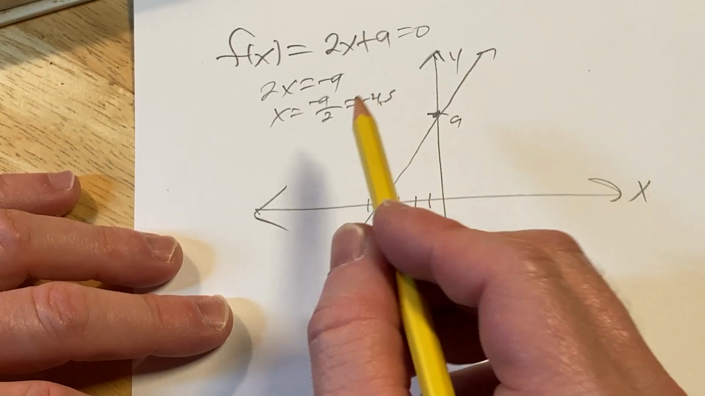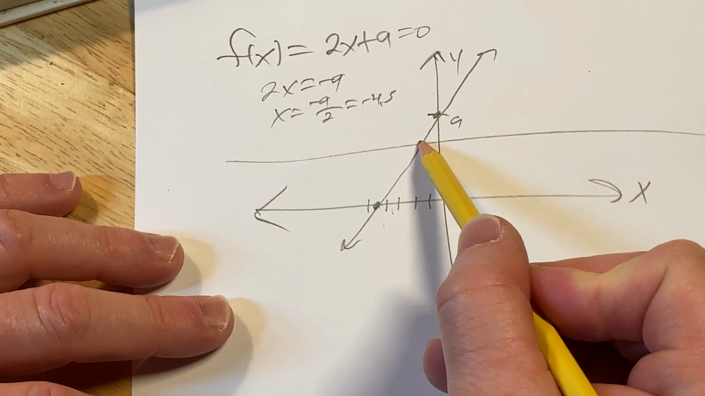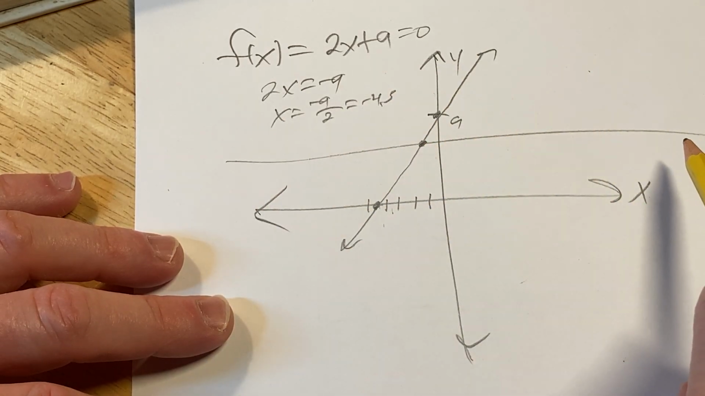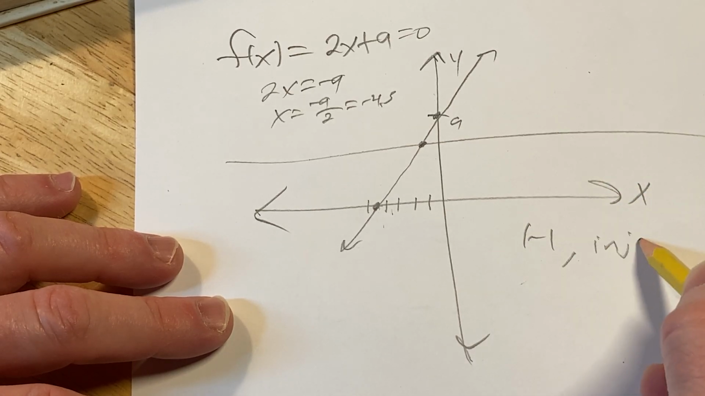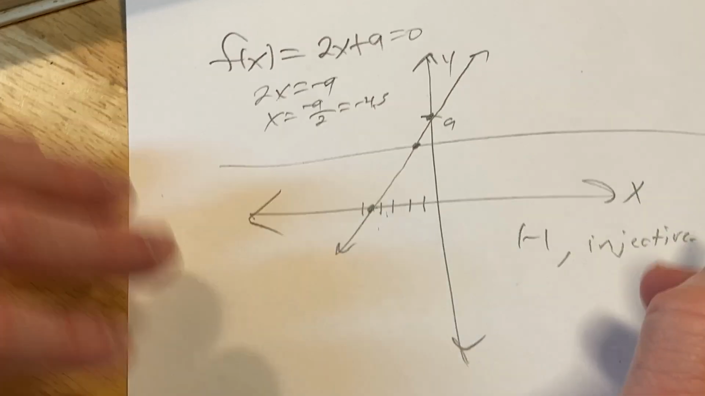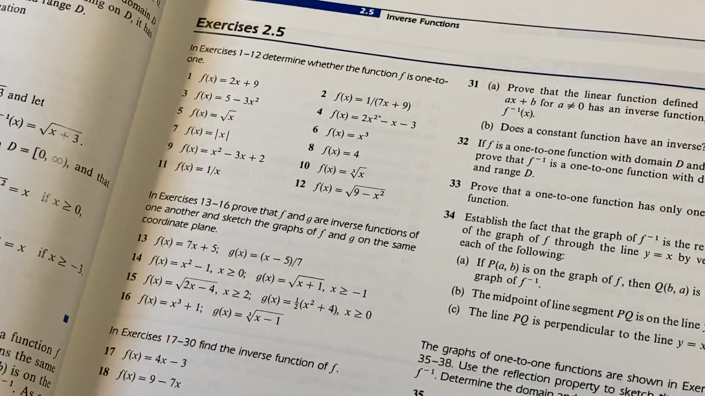And this is a 1-to-1 function because if I draw a horizontal line, no matter how many I draw, every line will always cross once and exactly only once. So it is a 1-to-1 function, also known as an injective function or an injection. And that means you can find an inverse function.